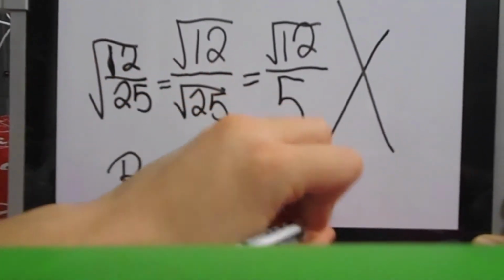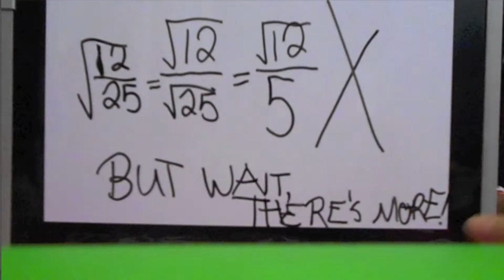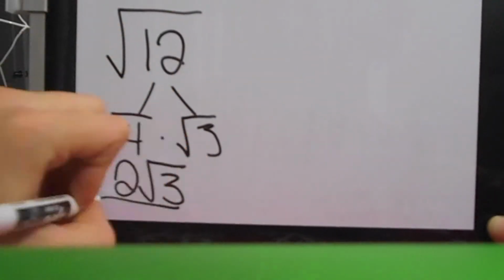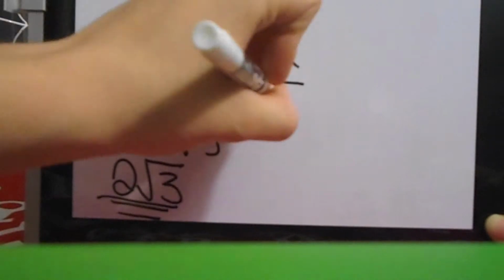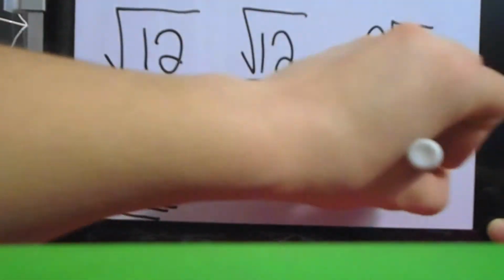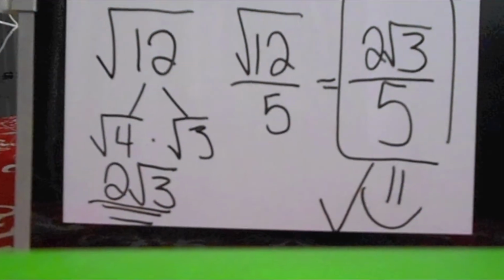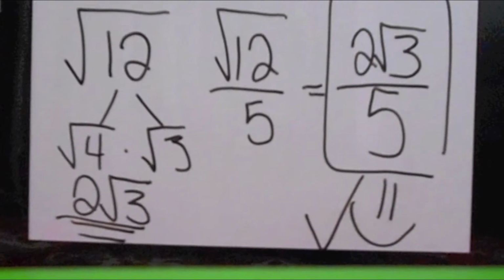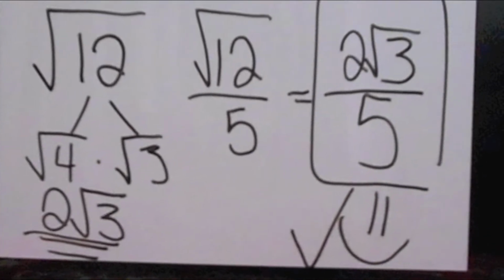Not quite. Radical 12 can be broken down even further into radical 4 and radical 3. So our final answer is 2 times the square root of 3 over 5. Now we are finished with the problem. Remember to always simplify everything as much as possible.